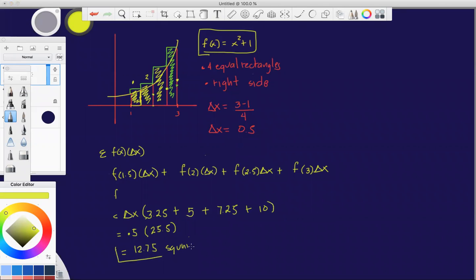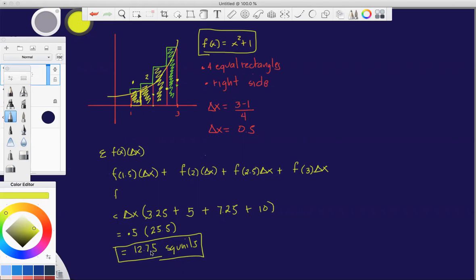square units. So if you notice, it's an over approximation. The right side in this case is an over approximation. The left side in this case is an under approximation. And then it would also technically show on our values. This is 12.75. The other one that we have is about 8.75, right?